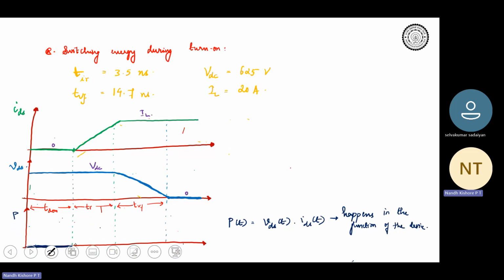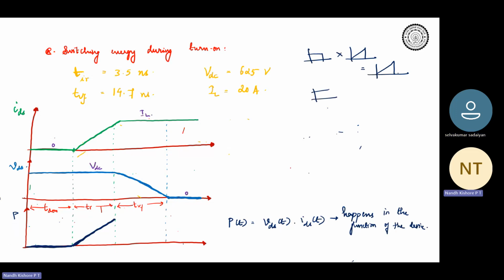So the net can be drawn as something like this, VDS into IDS, right? So over here, IDS is increasing from 0 to IL. VDS is constant. So the net is increasing, correct? It is like square into a triangle. It is just a triangle, right? Yes. And next is what?